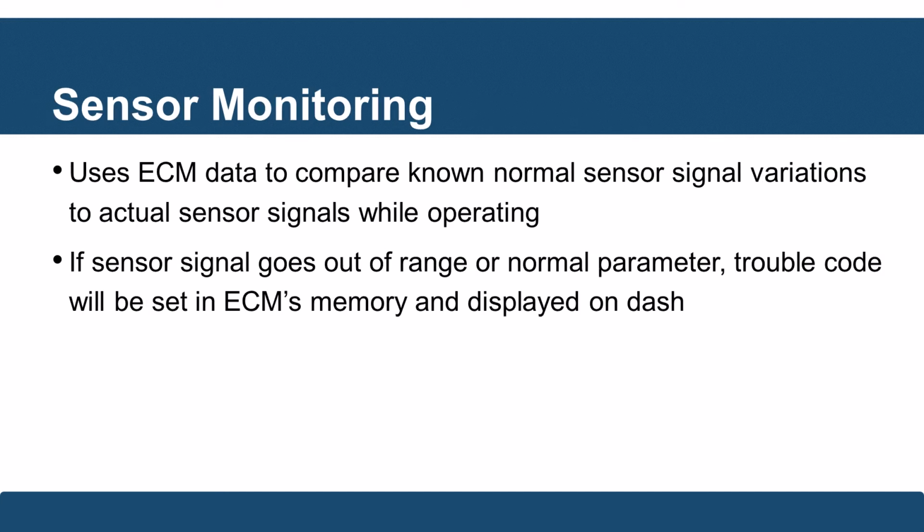So sensor monitoring of this system uses ECM data, and it's sitting there and it's comparing these known normal sensor signal variations to what the actual sensor signals are, sometimes called mapping. If the sensor signal goes out of range or out of a parameter, again, a trouble code is set. So these are pre-programmed from the factory into the computers. There's what we want to see. This is how it should be within this operating range, and it's looking to see if that sensor goes outside of that.